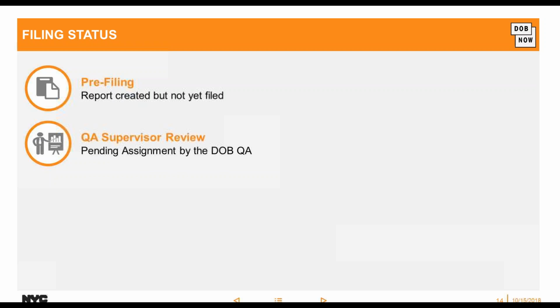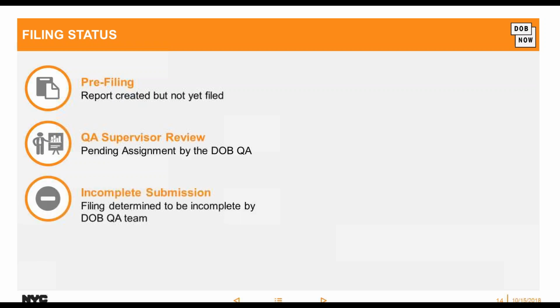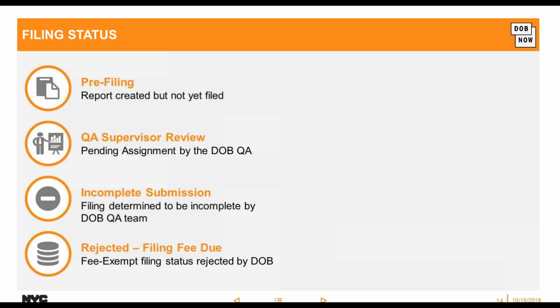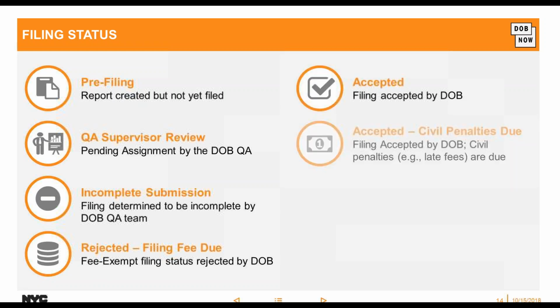Some of the statuses you'll see: pre-filing, QA supervisor review, incomplete submission, rejected, filing fee due, accepted, accepted with civil penalties.